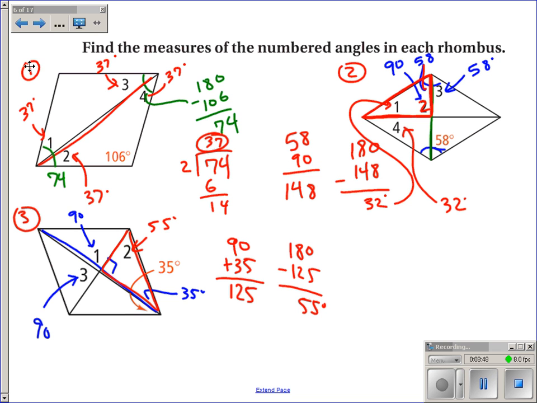Okay, I hope that helps you understand the properties of rhombuses, meaning it has all the properties of quadrilaterals, it has all the properties of parallelograms, and the 2 additional properties are that the diagonals are perpendicular and that the diagonals bisect opposite angles.